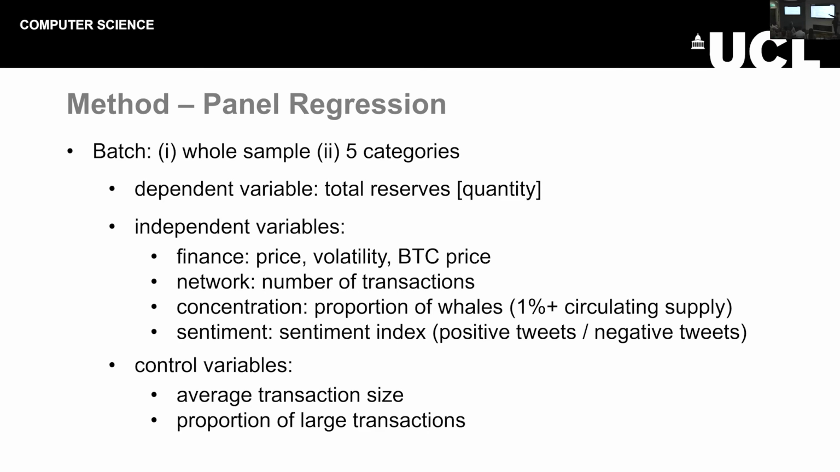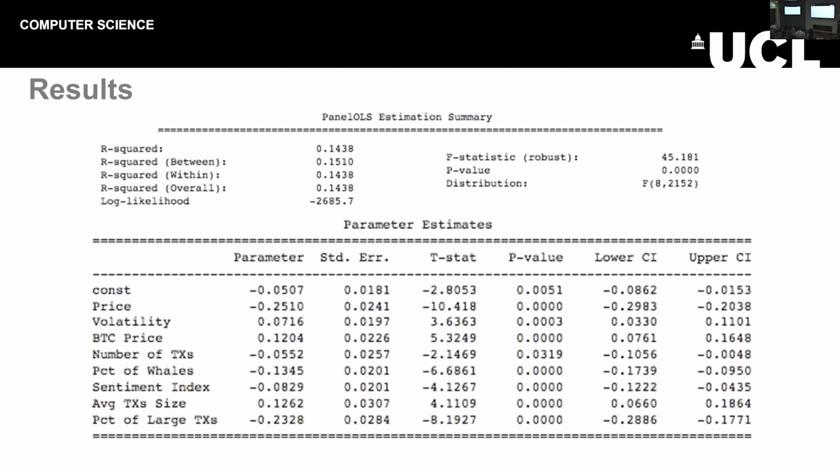And here are the 4 dimensions of the variables: price, volatility, Bitcoin price, and for the network, the number of transactions. The concentration is measured by the proportion of the whales. A whale is an address that holds more than 1% of the circulating supply. And the next is the sentiment index on Twitter. Let's see the result. The first is for the whole sample.